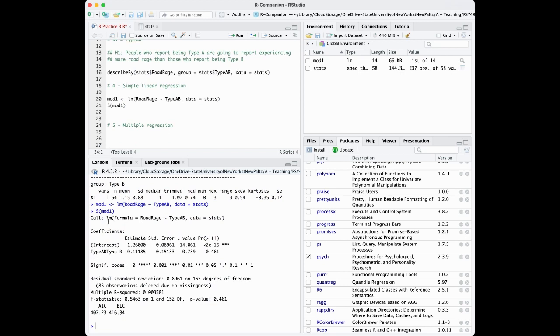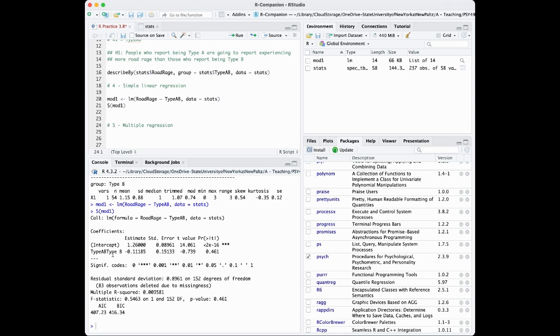Okay, so our intercept is 1.26. On that 0 to 3 scale, remember, road rage was measured by asking how often you experience road rage. 0 meant never, 1 was seldom or rarely, 2 was sometimes, and 3 was often or very often. So this is not super easy to interpret, but it would be somewhere between rarely and sometimes.